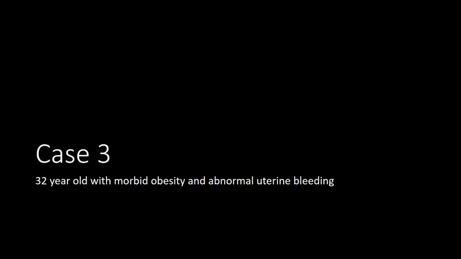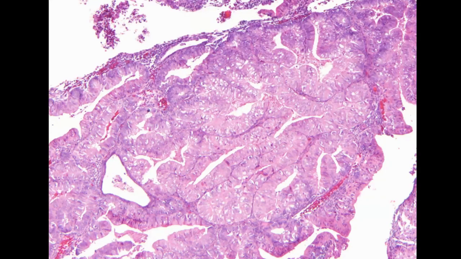Case 3. Here we have a 32-year-old with morbid obesity and abnormal uterine bleeding. And this case is tough because of a few things. The first one is her age. She's 32 years old, and I'm about to show you something that's maybe a cancer in the differential diagnosis. So already you should be a little bit worried because we don't like to diagnose carcinoma in patients that young. And sure enough, when you look at the sample, you see this.